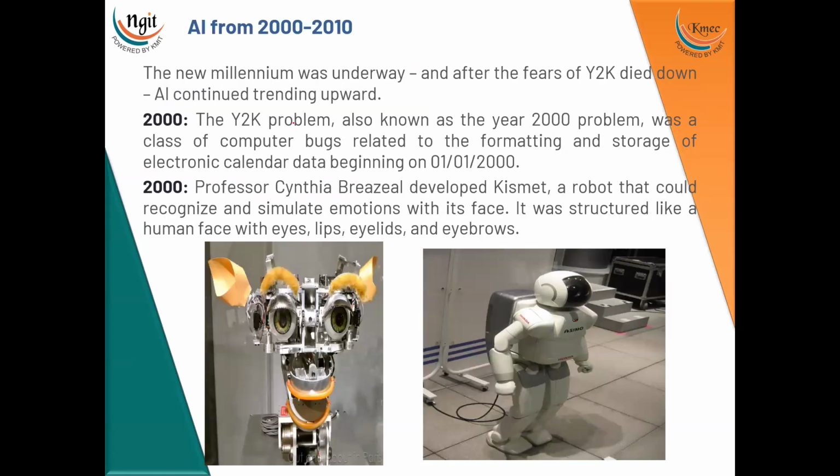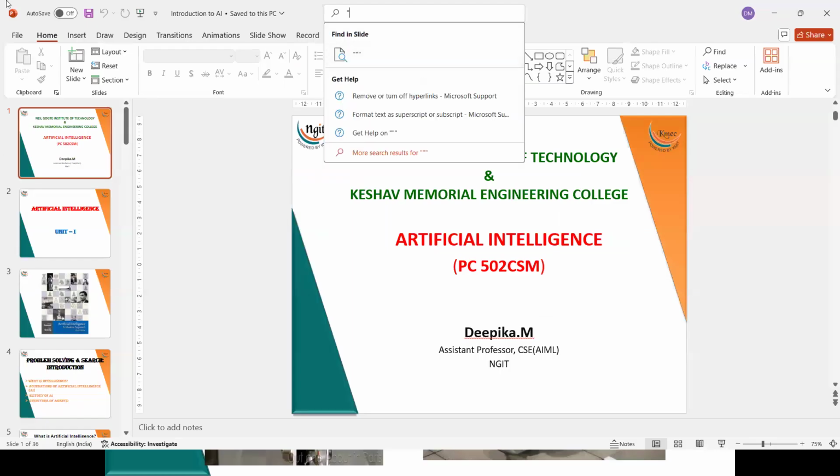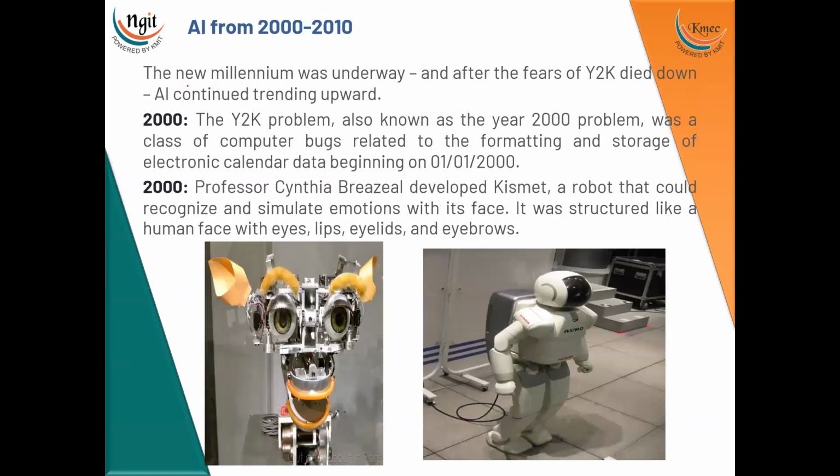And AI from 2000 to 2010. Till that time, we were in 1999. Now, everything had to change digitally to 2000. So there was a problem, called the Y2K problem, that is the year 2000 problem, okay, a class of computer bugs related to formatting and storage of the electronic calendar. That is, the calendar had to change from 1999 to 2000. So there was a problem, we call that the Y2K problem. That was solved with the help of AI.